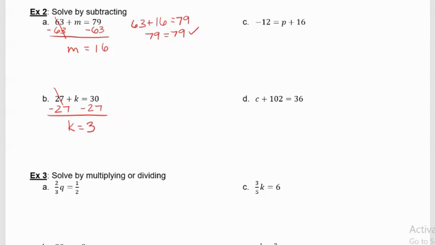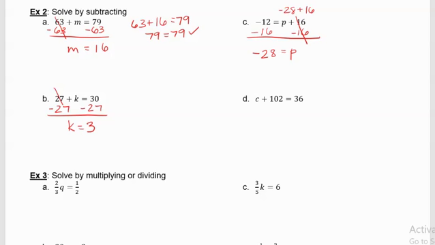For part C, I'm going to subtract 16 from both sides. Remember, what I do to one side, I have to do to the other. The way that I undo addition is I use subtraction. So I get negative 28 equals P. Now if I plug this back in, I have a negative 28 plus 16. Negative 28 plus 16 is indeed negative 12, so that works.